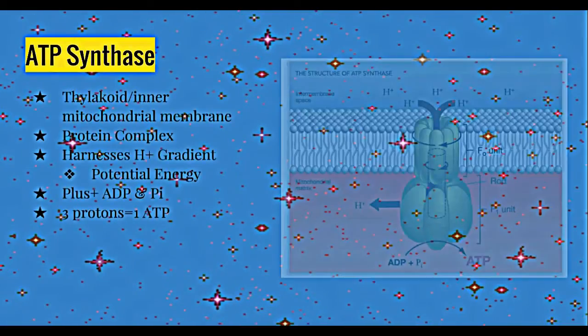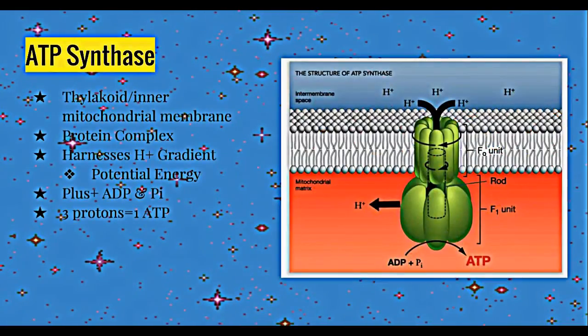Thank you, Frank. So I'm here to talk to you about the ATP synthase protein complex. This complex is contained in the thylakoid membrane and in the inner mitochondrial membrane. The FO unit, which is the top part of the protein complex, is contained within the membrane. The F1 unit is contained on the interior of the cell.